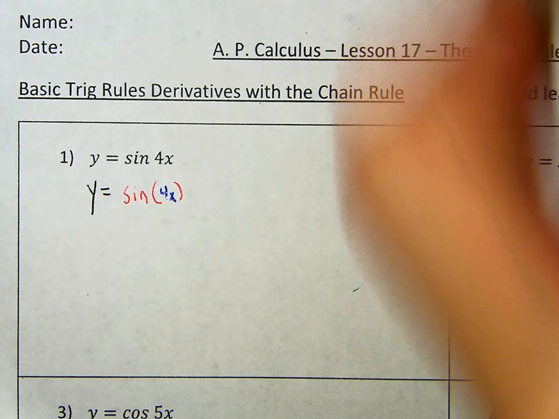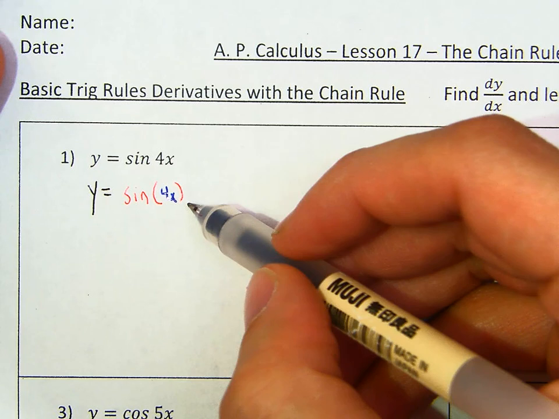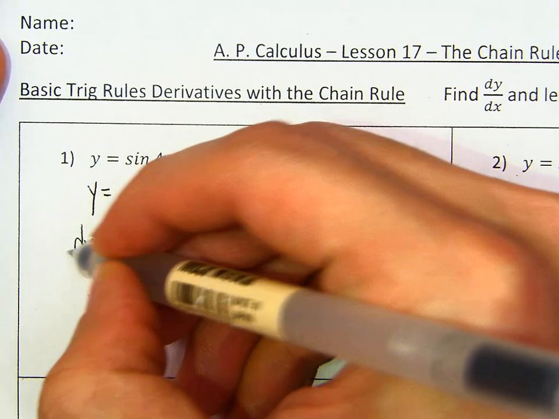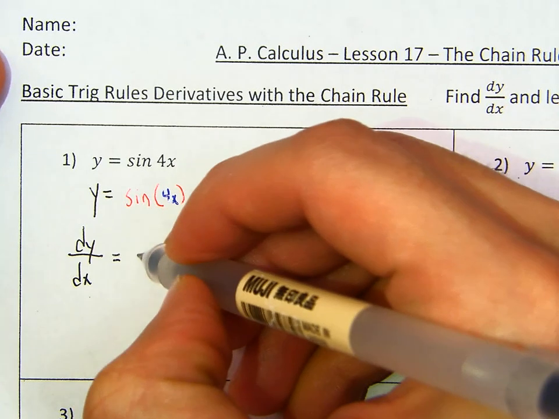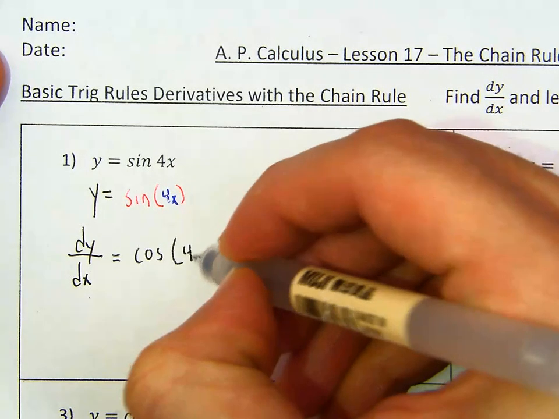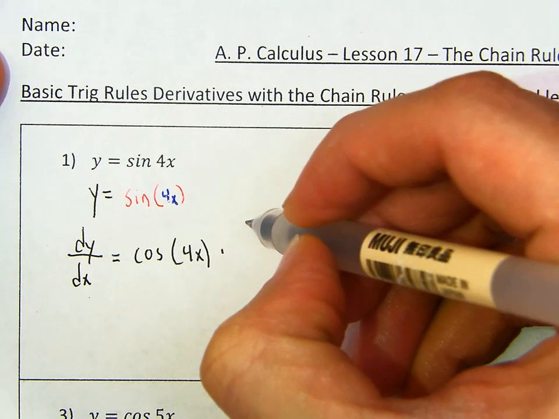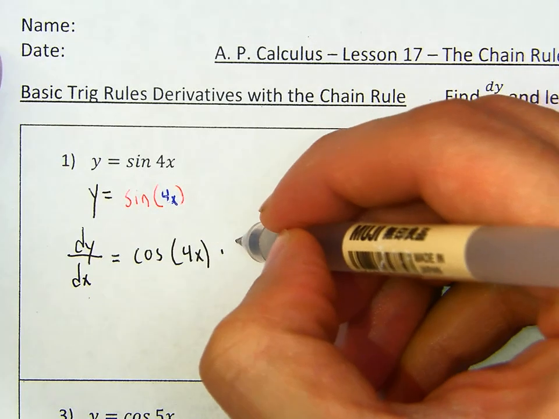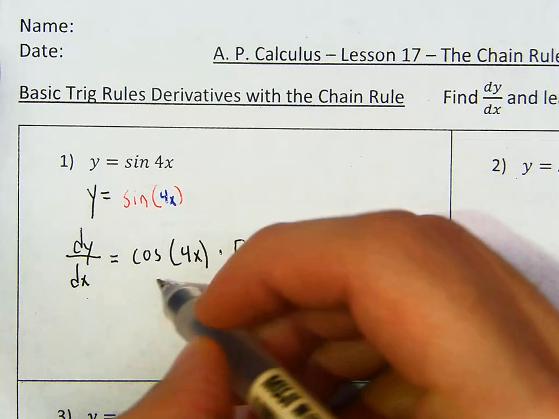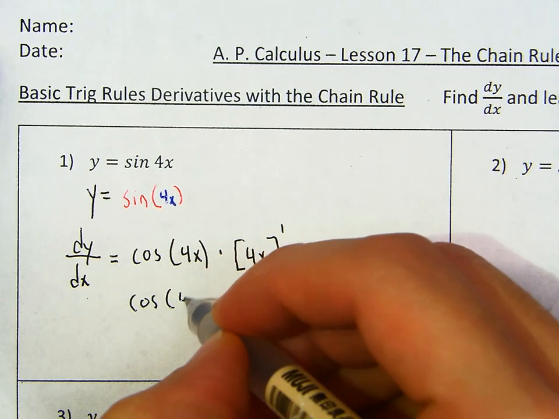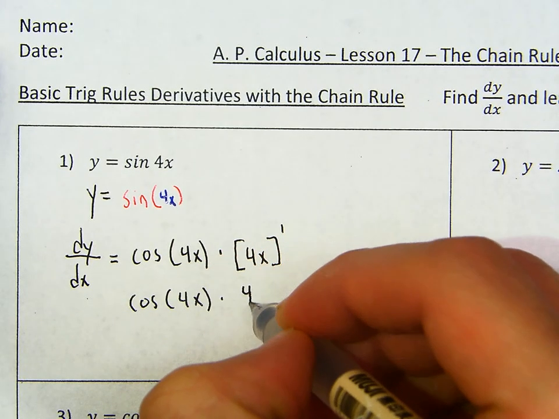So what do we need to do? We need to take the derivative of the outside. So here, dy dx is equal to, well, what's the derivative of sine? That's a cosine of 4x. Then we just take the derivative of the inside. So here, the derivative of 4x, right? We got to take the derivative of that. So that's cosine of 4x times 4.